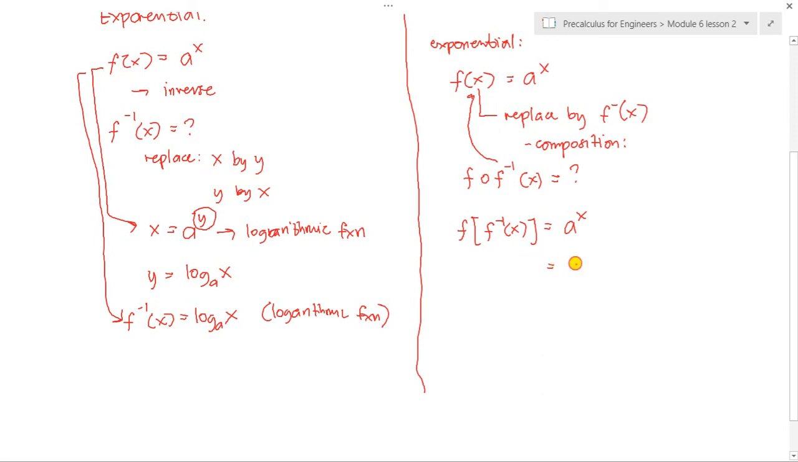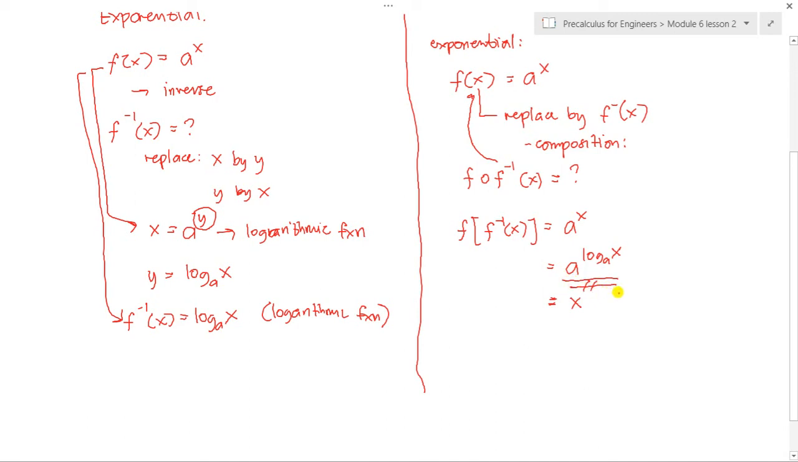Now, we substitute. That would be equal to a to the power of f negative 1, which is just the log of x to the base a. So that is the answer for the exponential side. And then, by applying the properties of the exponential function, this is just equivalent to x. We will discuss this further in the properties of the logarithm.